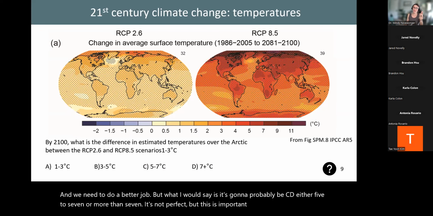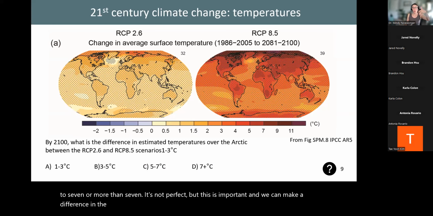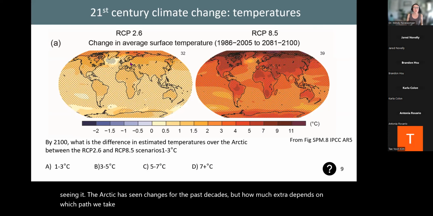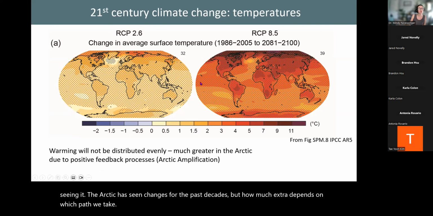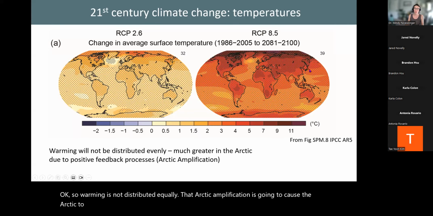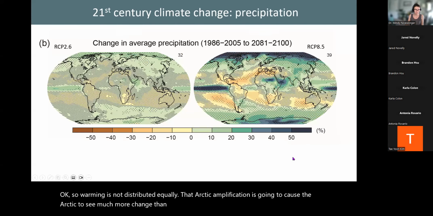And we can make a difference in the total change. We've already committed to some change. We're already seeing it. The Arctic has seen changes for the past decades, but how much extra depends on which path we take. Warming is not distributed equally. That Arctic amplification is going to cause the Arctic to see much more change than the rest of the planet.